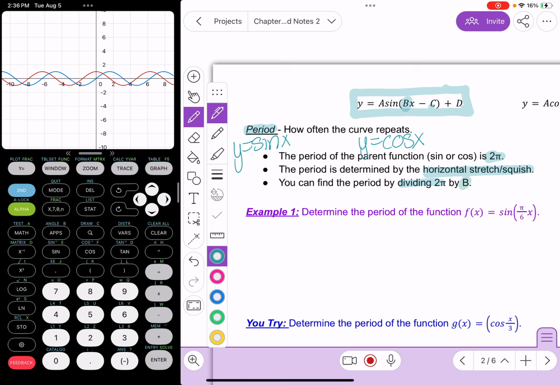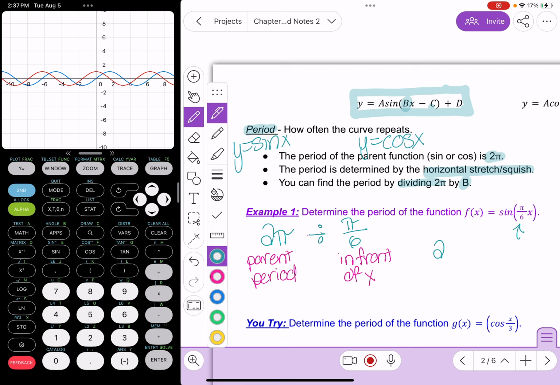So if we look at this example 1, there's a pi over 6 in front of x. So to find the period, we take 2 pi, which is the period of the parent function. So that's the parent period, divided by whatever that number is. So pi over 6. So that's divided by whatever's in front of x. And then we do that math out.